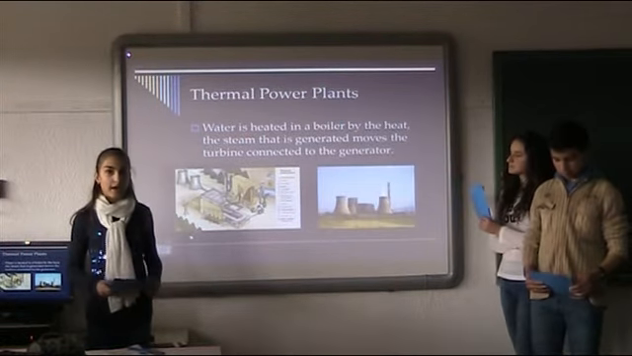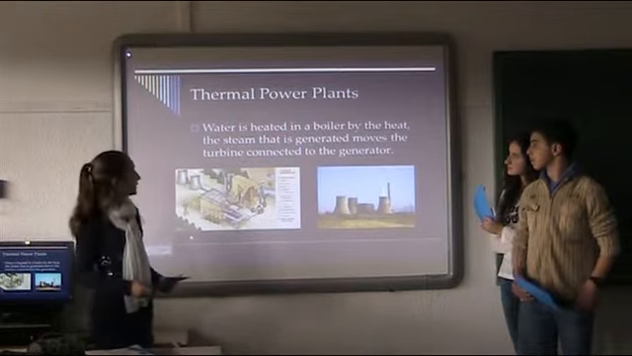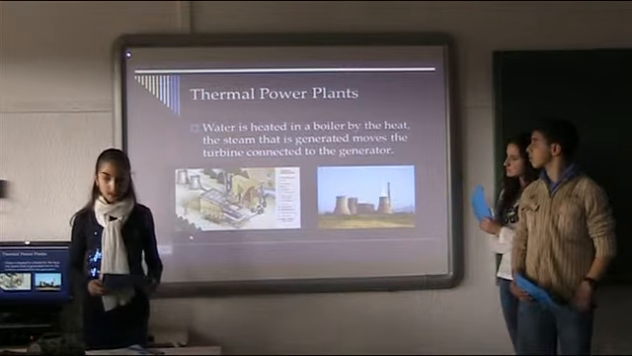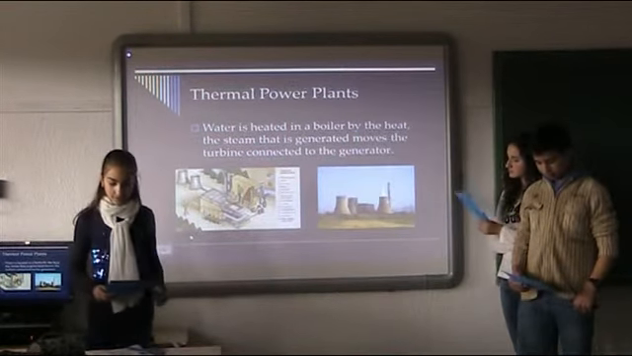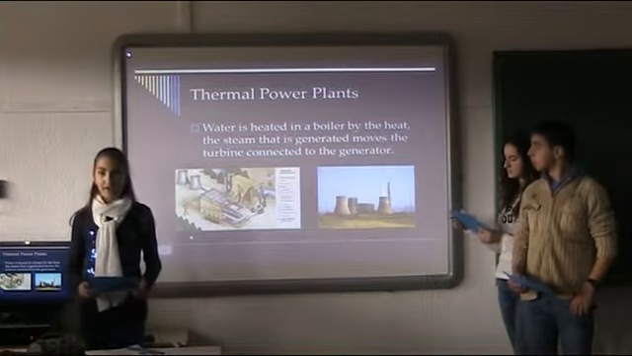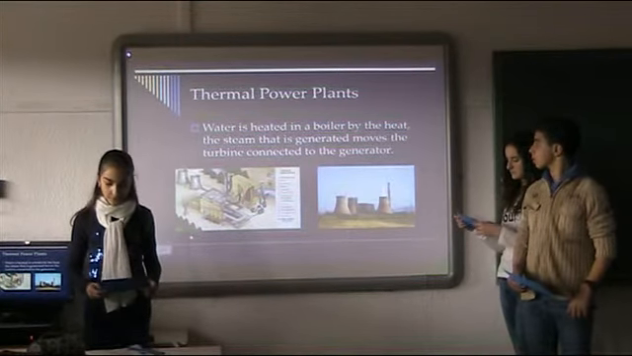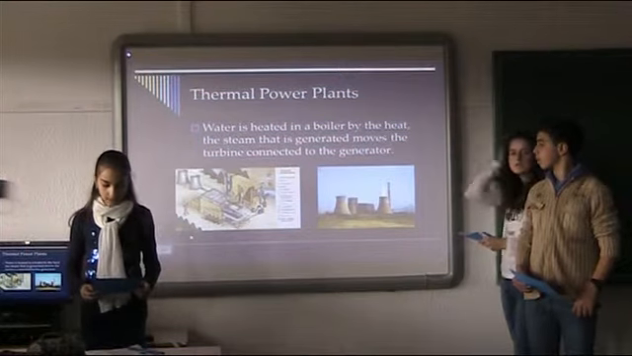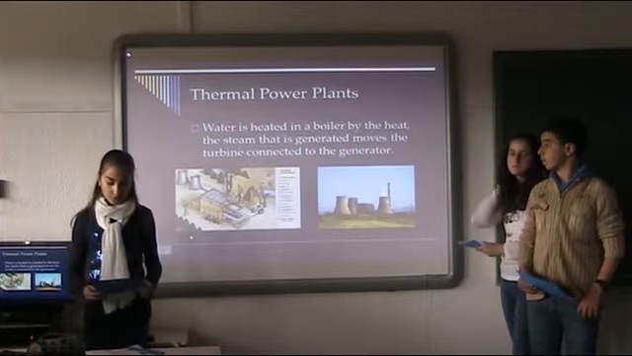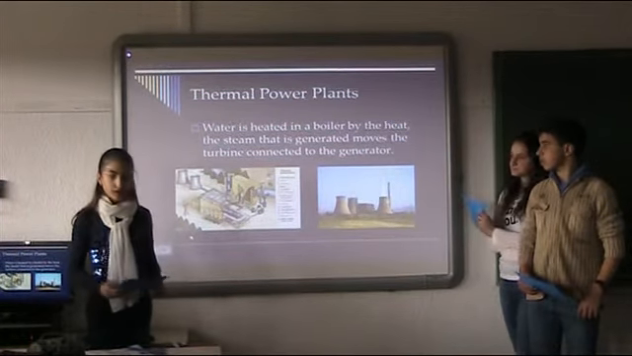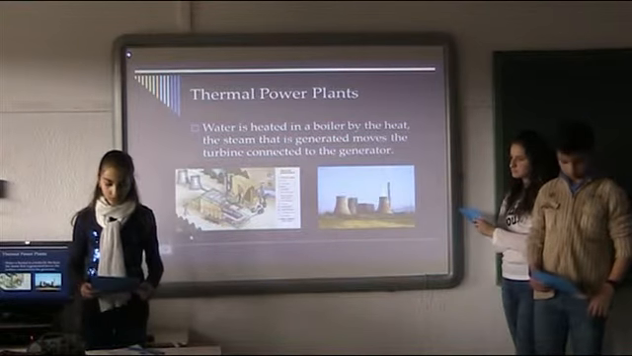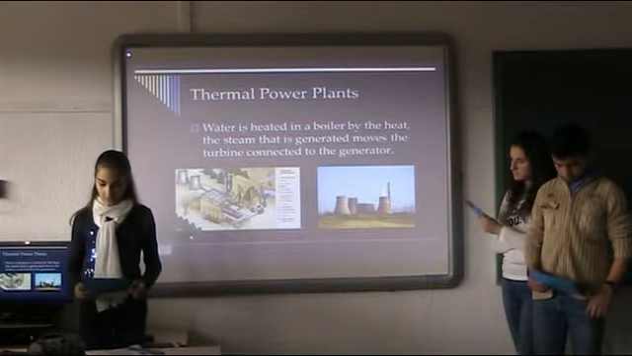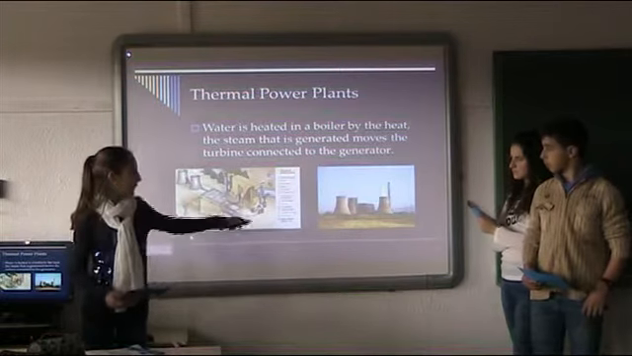The first type that we're going to see is thermal power plants. Here, water is heated in a boiler by the heat generated from the combustion of a fossil fuel: natural gas, coal, or petroleum. The steam that is generated moves the turbine connected to the generator. Here, there are two pictures about them.